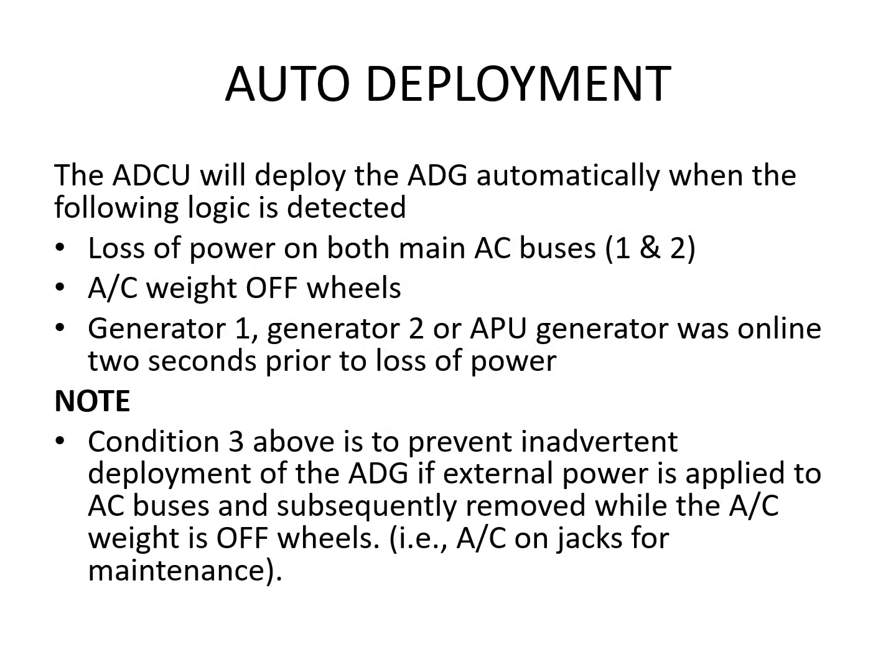So the ADG will deploy automatically when the following logic is detected, as monitored by the ADCU. So loss of power on both main AC buses, the aircraft being in a weight off wheels situation, and generator 1, 2 or the APU were online 2 seconds prior to the power loss. Now the objective behind condition 3 is purely as a safety thing to prevent inadvertent deployment of the ADG. If the aircraft's on jacks and you've got power on, if you didn't have that last bit of logic, then every time you turned off power with the aircraft on jacks, the ADG would just fly out.